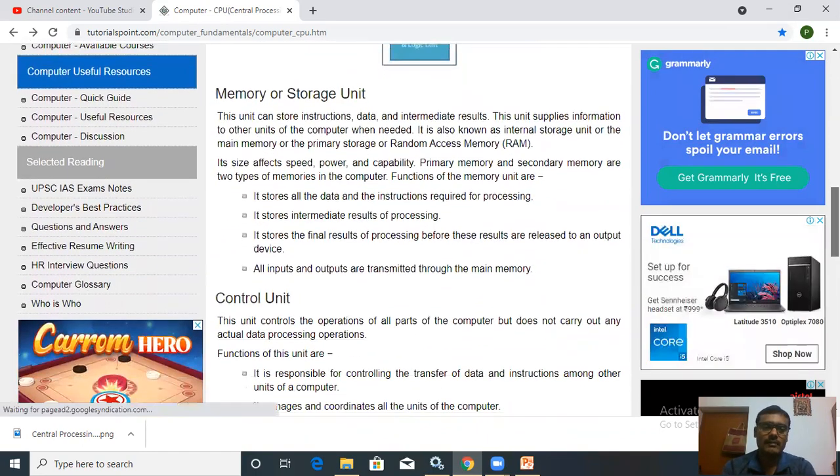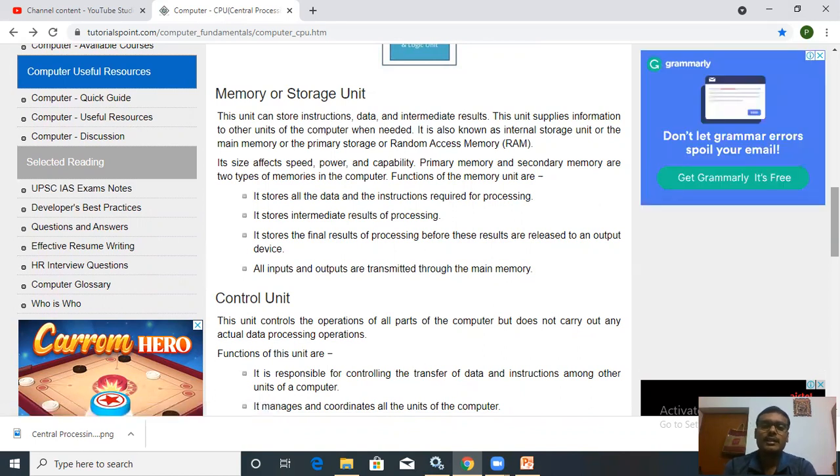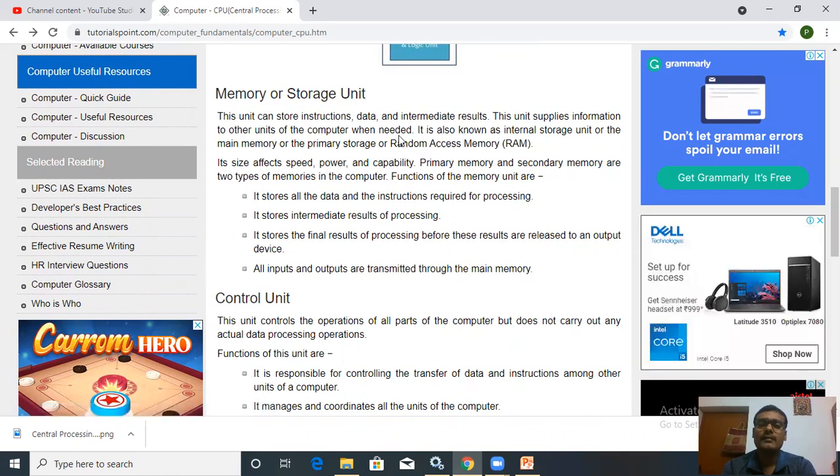First is the memory or storage unit. This unit of the CPU can store instructions, data, and intermediate results. This unit supplies information to other units of the computer when needed. It is also known as the internal storage unit or the main memory or the primary memory.